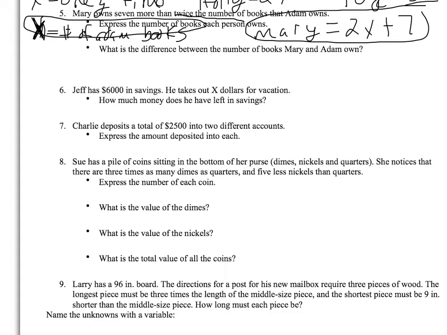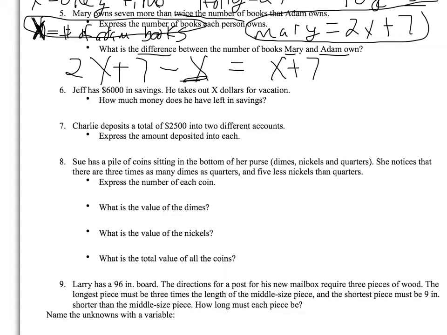So it says, what is the difference between the number of books Mary owns and Adam owns? Difference meaning subtraction. We're going to have Mary minus Adam. So Mary, 2X plus 7 minus Adam, X. Once again, what we're doing is really combining like terms. If we have two X's and we take one of those X's away, we're going to be left with 1X, or just X, plus 7.